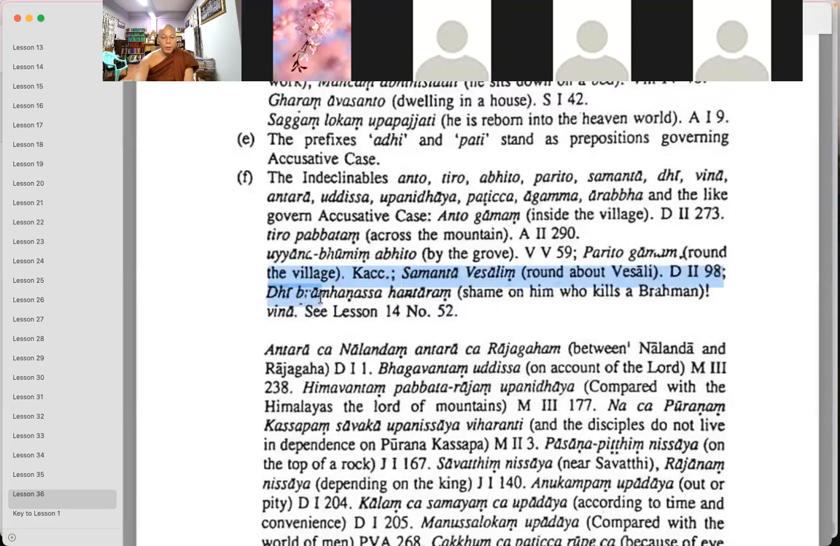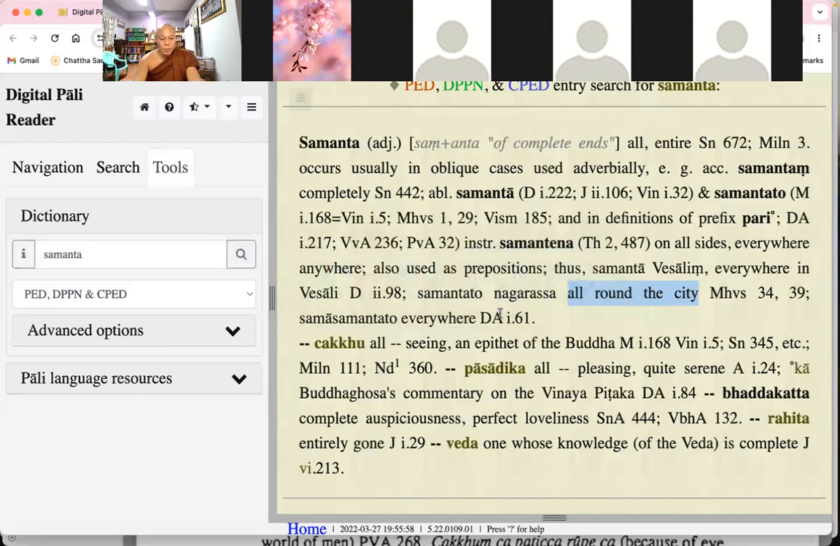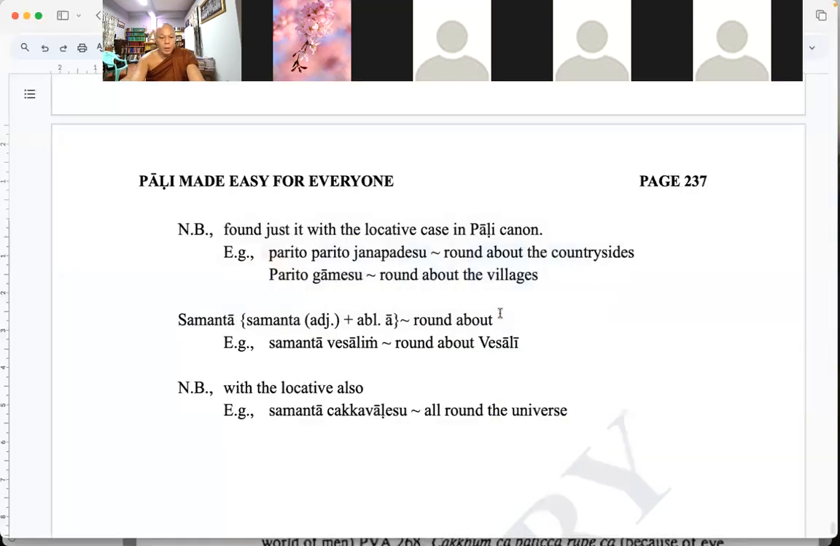So, and then, you know, dhi brahmanassa hantaram. So that dhi also, actually, is indeclinable. Okay. Dhi brahmanassa hantaram. Shame on him who kills the Brahman. Now, another word, dhi. So the meaning of that is shame, maybe woe also.